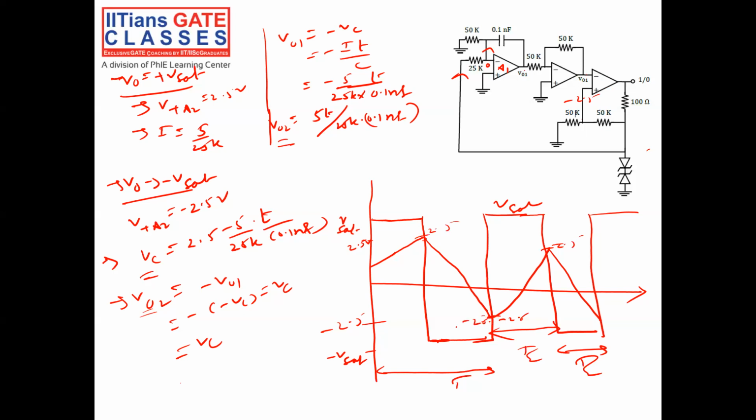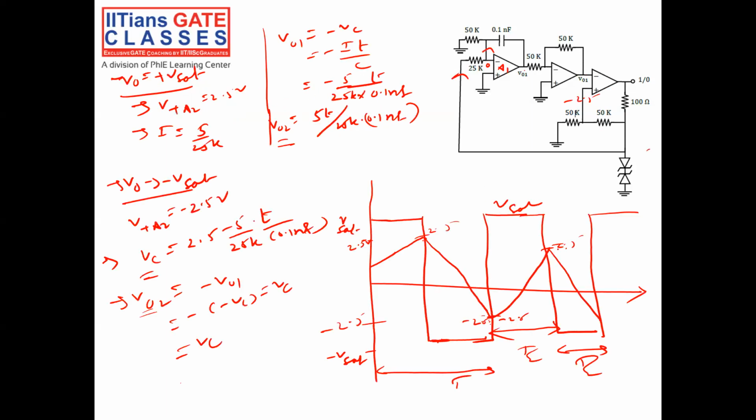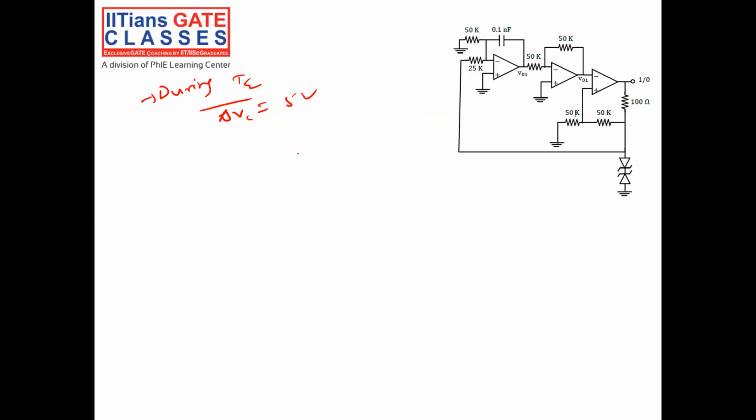So during any half cycle, my change in capacitor voltage is nothing but minus 2.5 to plus 2.5, or plus 2.5 to minus 2.5, which is 5 volt. The change is 2.5 volt minus minus 2.5 volt, a change of 5 volt. So during any T by 2, my del VC is equal to 5 volt, because it is going from minus 2.5 to plus 2.5.